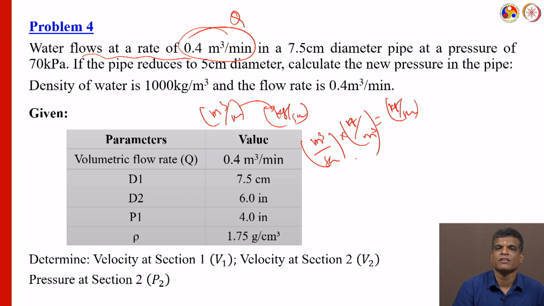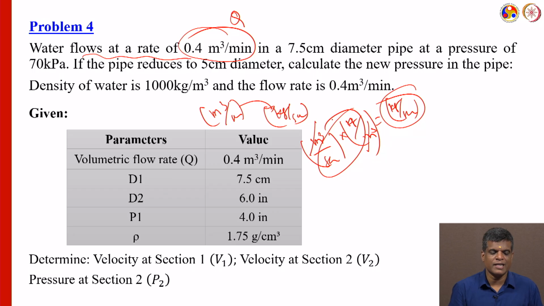Yeah, you can multiply. I think in the previous class, something I said, it was divided, but it should be multiply. So, meter cube per second and kg per meter cube, both will get cancelled, then kg per second will be there. So, kg per second, that is the mass flow rate.